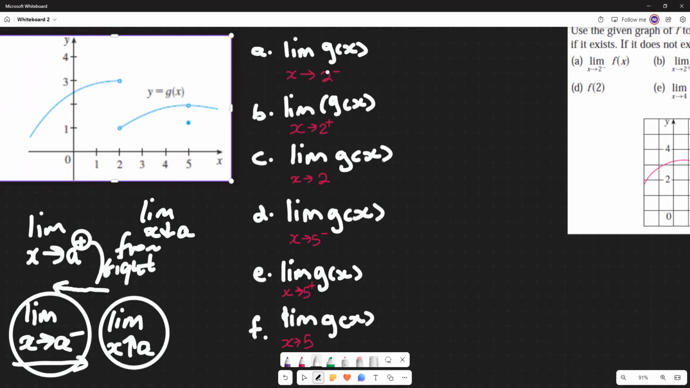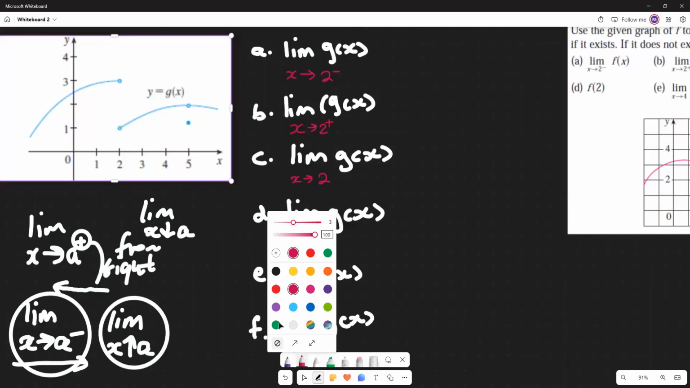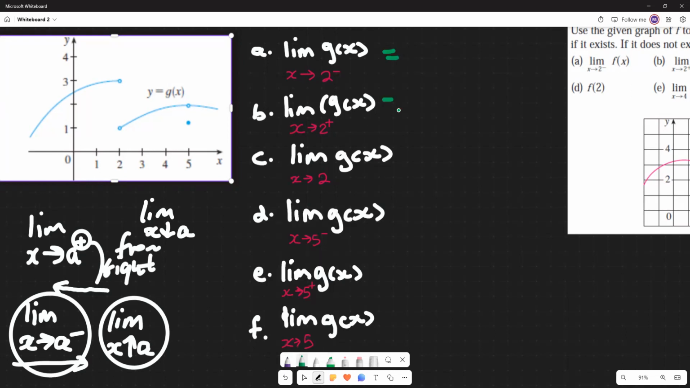Awesome. So now let's attempt these questions. I'm going to pick a different color. I feel like green. Okay, so let's make it green. This will be our answers. It should be easy. So here we have g of x, which is our graph, right?